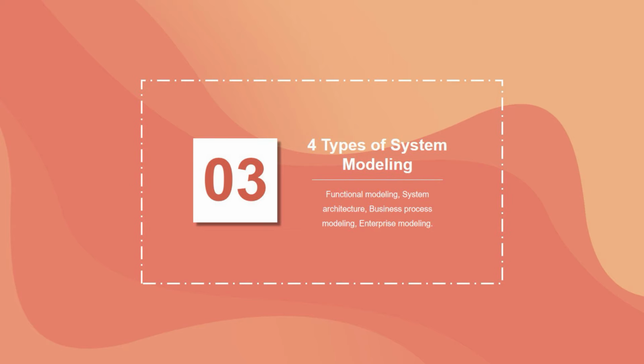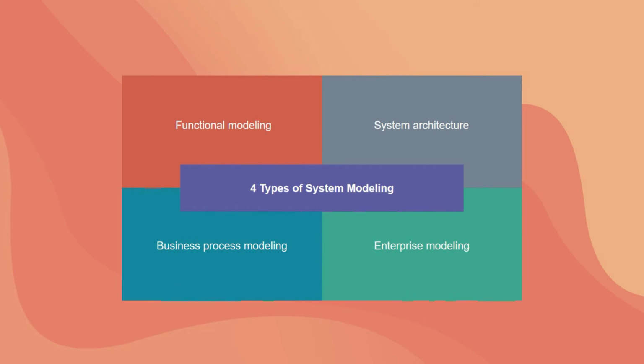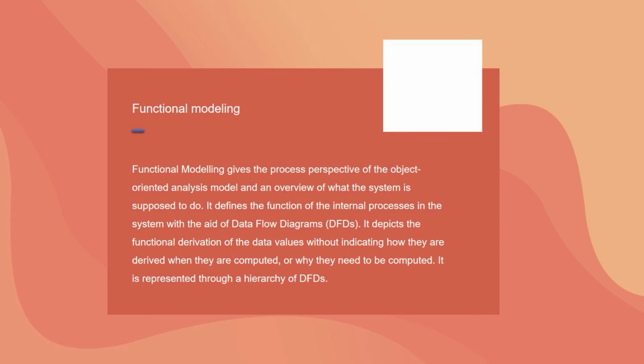Four types of system modeling. A. Functional modeling. Functional modeling gives the process perspective of the object-oriented analysis model and an overview of what the system is supposed to do. It defines the function of the internal processes in the system with the aid of data flow diagrams. It depicts the functional derivation of the data values without indicating how they are derived, when they are computed, or why they need to be computed.